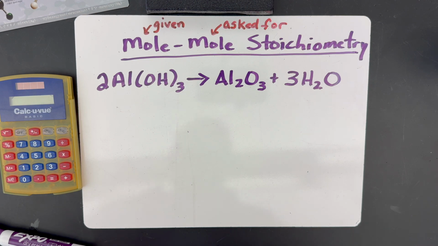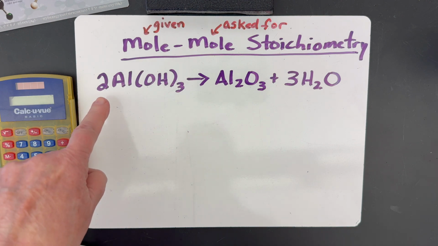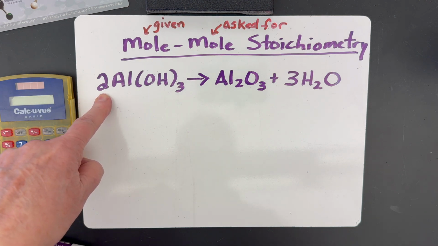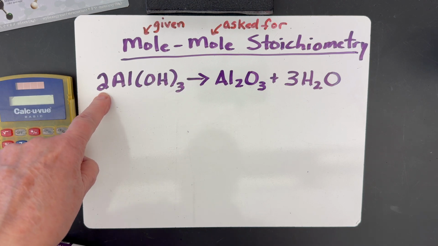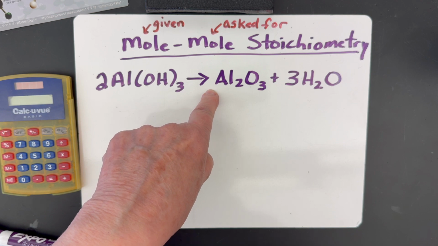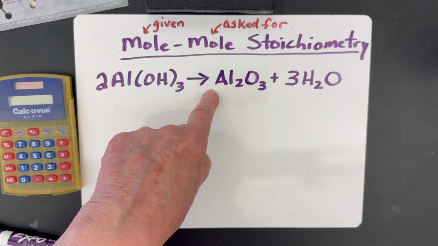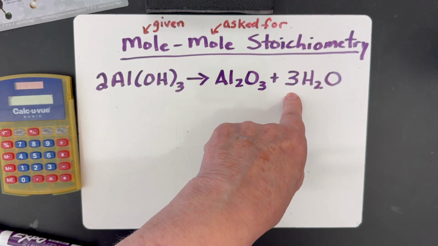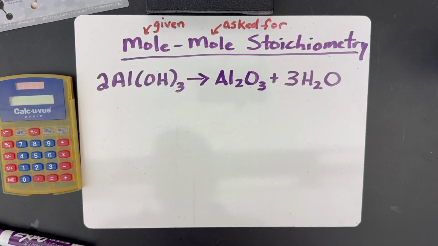In order to solve any kind of stoichiometry problem, you need to have a balanced equation. So we have a balanced equation here to work with. I like this one because it has all different coefficients: a 2 in front of aluminum hydroxide, nothing, which means a 1, in front of aluminum oxide, and a 3 in front of our water. That way it's easier to see where our numbers come from in our problem.